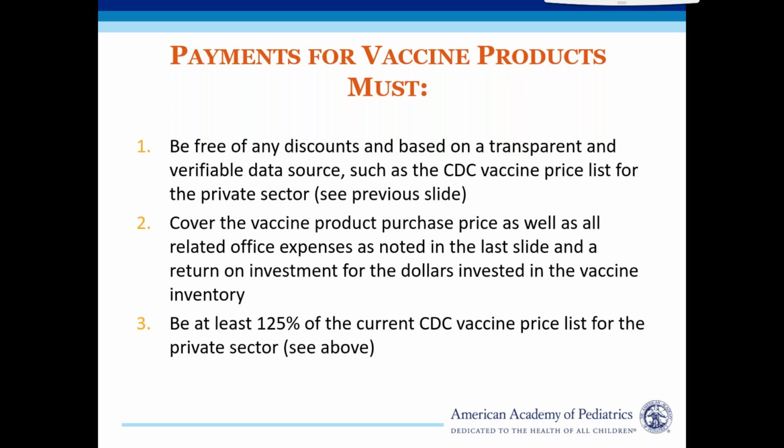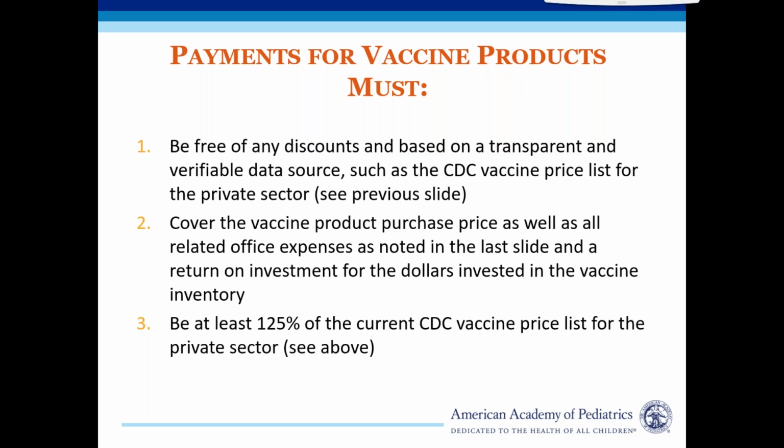In addition, payments for vaccine products must be free of any discounts and based on a transparent and verifiable data source, such as the CDC vaccine price list for the private sector. On the previous slide, there is a website that I listed for the CDC private sector cost for vaccines, and most of those vaccines actually fall on the VFC list.